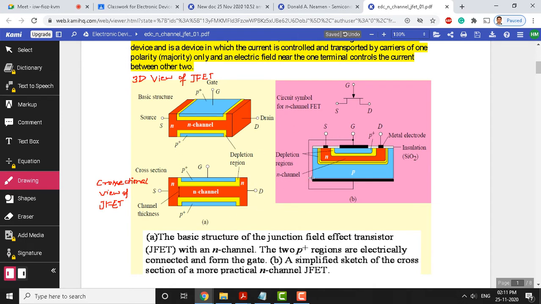This is a simplified sketch of the cross section, and this is more practical compared to this cross sectional view here. Both of these correspond to the JFET with three-dimensional view, and this is a cross section. When you cut this into a slice, a cross sectional view is as shown here. Let us look at more details of this basic structure, a 3D view.